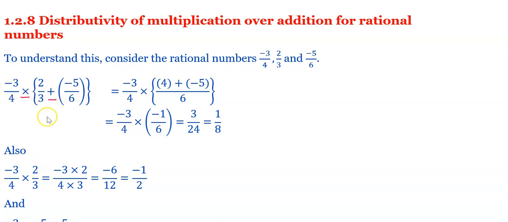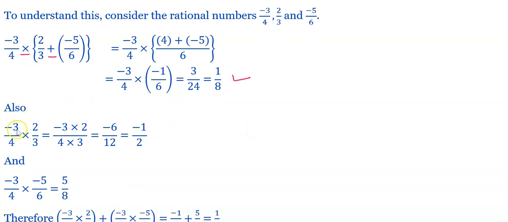If you solve this bracket, you will get minus 3 by 4 into, here take the LCM as 6, multiplying numerator and denominator by 2, 4 plus (minus 5) upon 6. If you simplify it, minus 3 by 4 into minus 1 by 6 equals, minus times minus becomes plus, 1 upon 8. Okay.